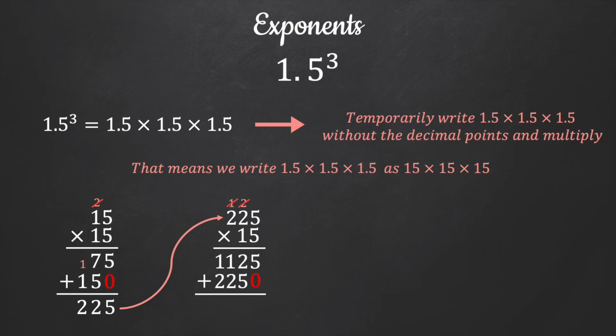So now let's go ahead and add. 5 plus 0 is equal to 5. 2 plus 5 is equal to 7. 1 plus 2 is equal to 3. And 1 plus 2 is equal to 3.